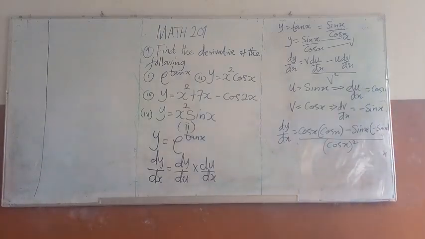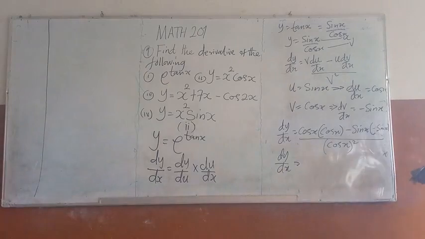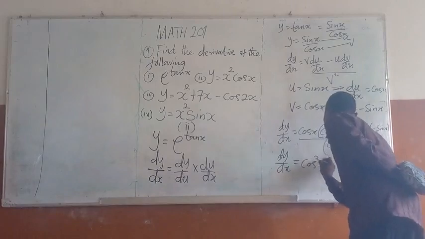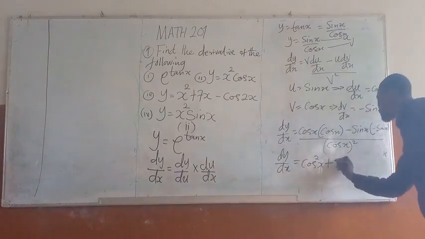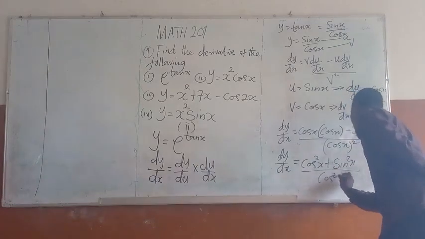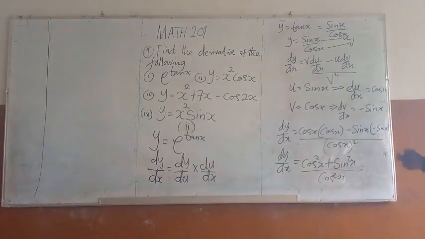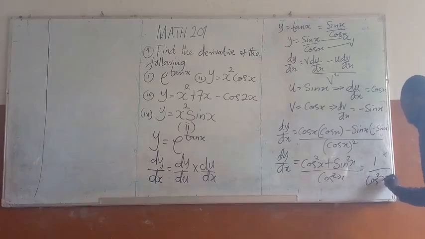Now expanding the brackets, dy/dx equals cos x times cos x, which is cos squared x. Minus times minus gives plus, and sin x times sin x gives sin squared x, all over cos squared x. In the trigonometric identity, sin squared x plus cos squared x equals 1. So it's 1 all over cos squared x.